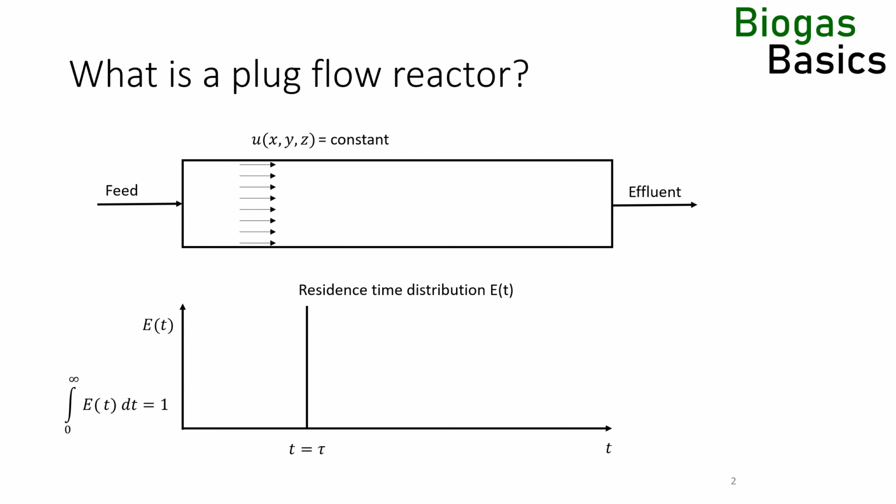When a tracer is injected into the feed as a single pulse at t equals 0, E of t is proportional to the tracer concentration in the outlet at time t, and F of t is the percentage of tracer that has left the reactor up to the time t.